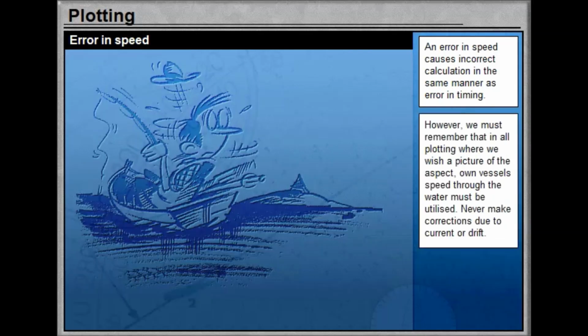However, we must remember that in all plotting where we wish a picture of the aspect, own vessel speed through the water must be utilised. Never make corrections due to current or drift. Speed taken from a Doppler log, which provides speed over ground, in water with strong current or drift, is not only unusable but can be dangerous if the navigator is not fully aware of the effects.